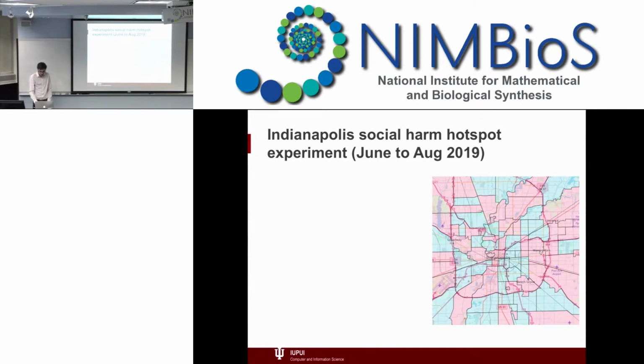The next thing we're trying to do in Indianapolis is a social harm hotspot experiment. Police officers have to deal with a lot of events besides crime. In Indianapolis, they have to deal with opioid overdoses. A lot of them are carrying Narcan, and they're pairing them with paramedics in certain areas. Traffic crashes are a big source of social harm in Indianapolis as well. So we have a grant to do a harm-based experiment.